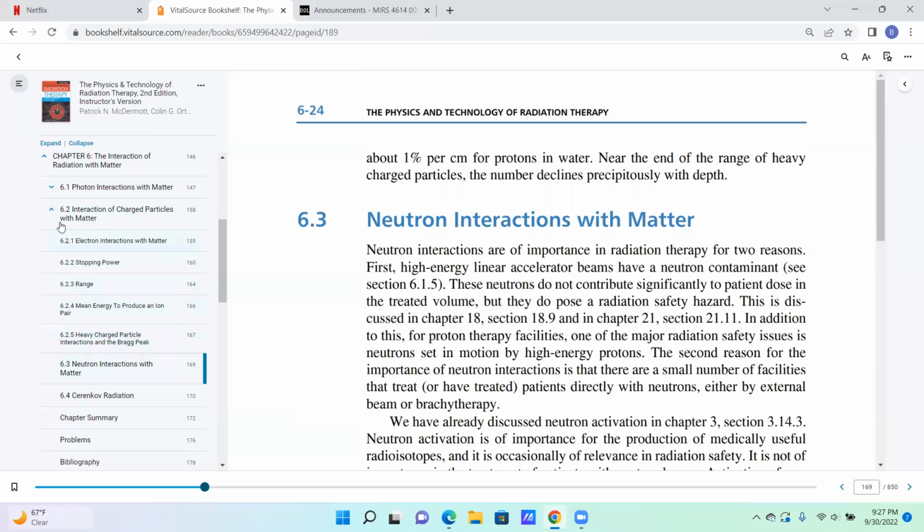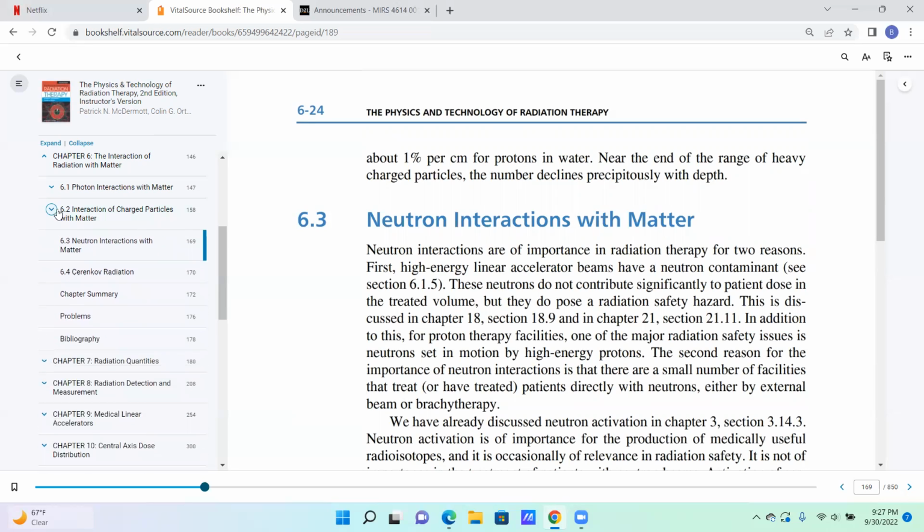So there's a lot going on there in section 6.2. It is, again, trying to describe how charged particles interact with matter. So we'll cover section 6.3 and 6.4 in another video.